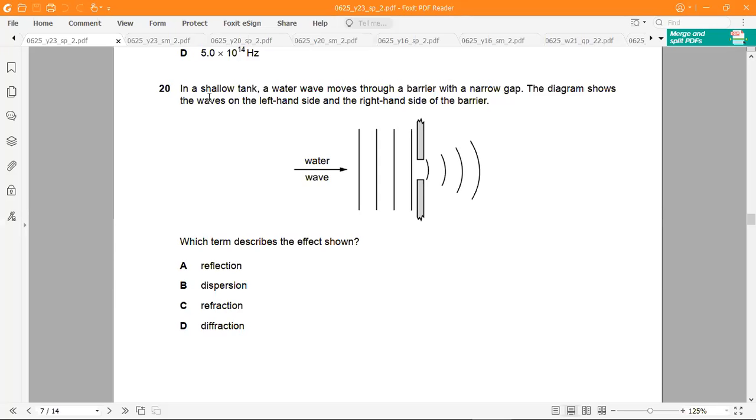I think the question is very easy. It doesn't require to be explained. But today, God willing, we will explain the ray and the wavefront, the difference between them, and how we can express different phenomena of waves.